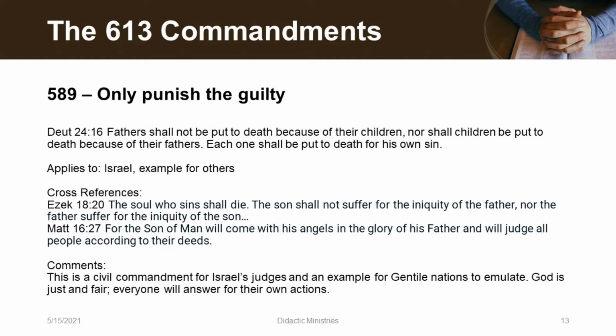This is a civil commandment for Israel's judges and an example for Gentile nations to emulate. God is fair and just. Everyone will answer for their own actions. Notice what is written in Ezekiel chapter 18, verse 20. "The soul who sins shall die. The son shall not suffer for the iniquity of the father, nor the father suffer for the iniquity of the son." Also in Matthew chapter 16, verse 27, Jesus said, "For the Son of Man will come with his angels in the glory of his Father, and will judge all people according to their deeds."